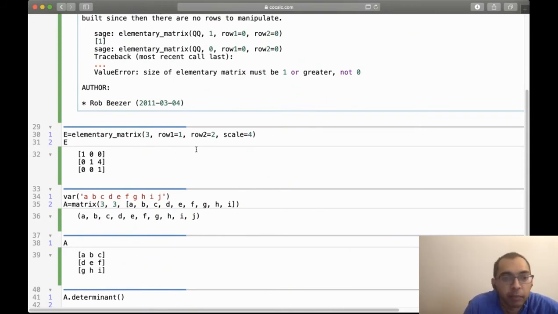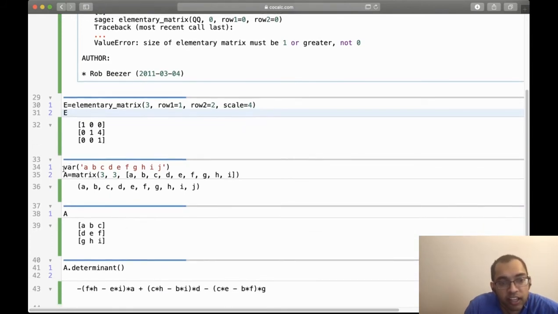Here I'm going to cook up the elementary matrix that replaces row 2 by row 2 plus 4 times row 3. So here's what the elementary matrix is. We start with the identity matrix and replace row 2 by adding to it 4 times row 3. And then here's what it does to a general matrix. So here's how to cook up a general matrix. You want to tell Sage that you want to introduce some variables, and this is the notation. I want to introduce variables A, B, C, D, E, F, G, all the way through I or J.